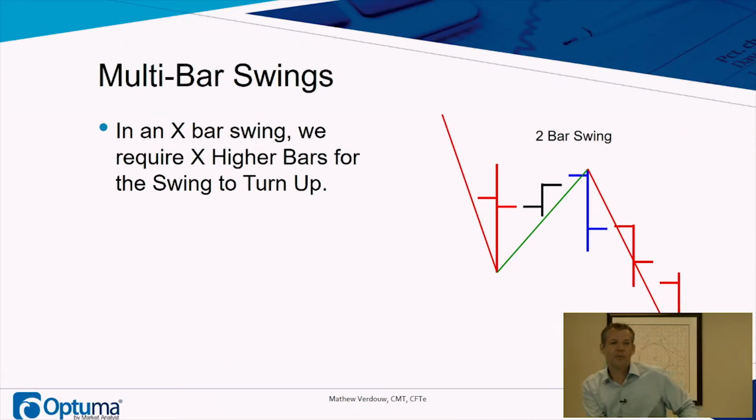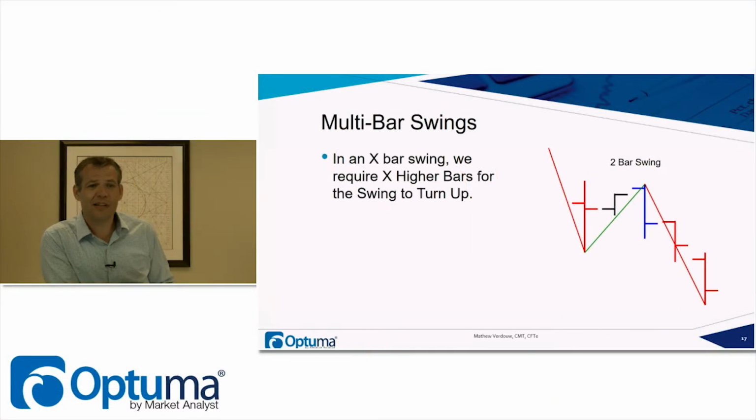So let's explain the concept of the multiple bar swings. In an X number of bar swings like this, so we've got a 2-bar swing here, we require 2 higher bars for the swing to turn up. Now remember I said with the inside bars that we mostly ignore them. Well, this is the one case where we don't ignore them and we actually do use them. So we've had our swing coming down, we need 2 bars to turn up. So our first bar is an inside bar, and we actually do count that. We count it as part of the count because it is a change in trend in some respects.